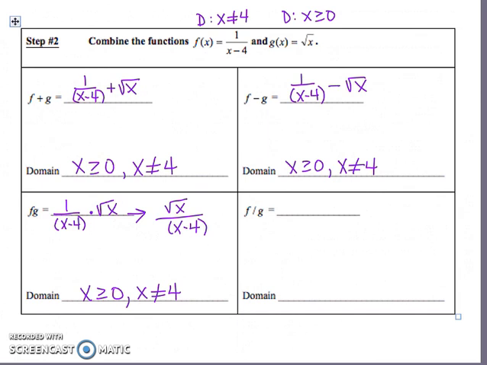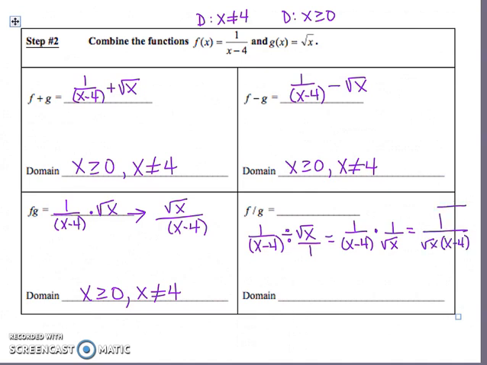And then finally, we have f divided by g, or f over g. So this is going to be 1 over x minus 4 divided by the square root of x. Now, when you divide fractions, remember you are doing keep, switch, flip. So this really becomes 1 over x minus 4 times 1 over the square root of x, which would give me 1 over square root of x times x minus 4. So that's all in the denominator.